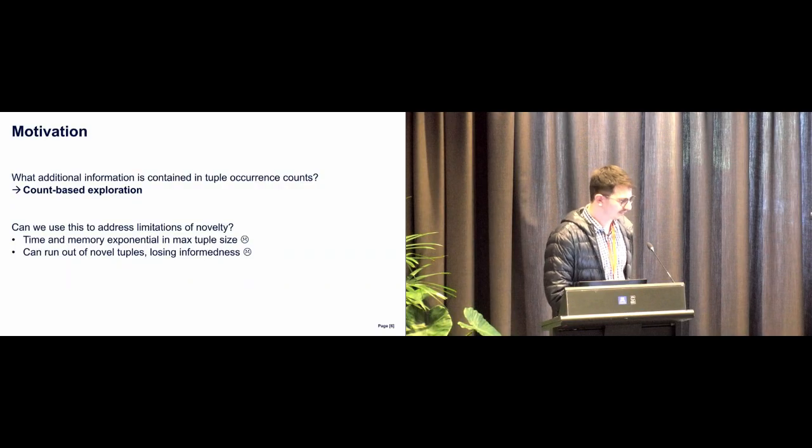However, while what we're doing is different here, the point is that even very simple use of counts can be very powerful. And we also seek to address limitations of novelty, such as the fact that the time and memory usage is exponential in the maximum set size. By tuple, I mean set. We often limit to sets of size 2, and we run out of novel sets. That makes us lose informativeness because we cannot check for novel sets of size 3 and above. Whereas with counts, you never run out of counts. You can always just increase the count.